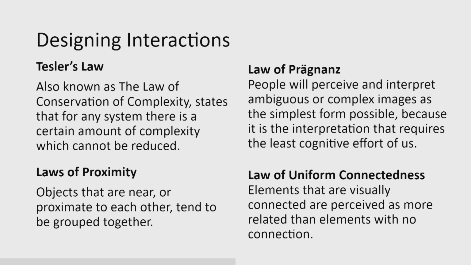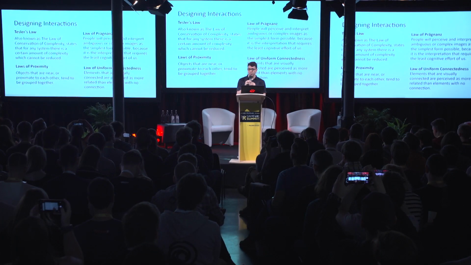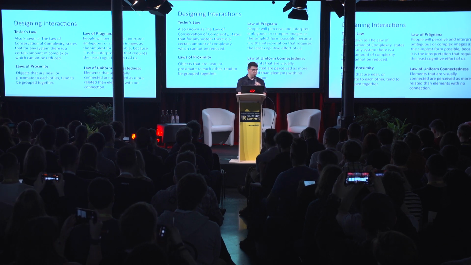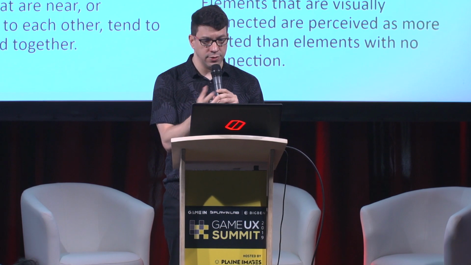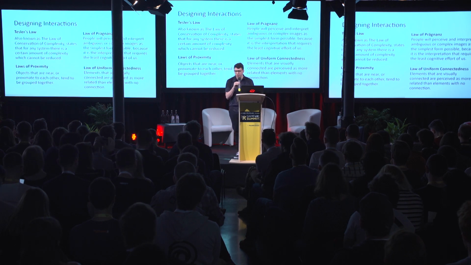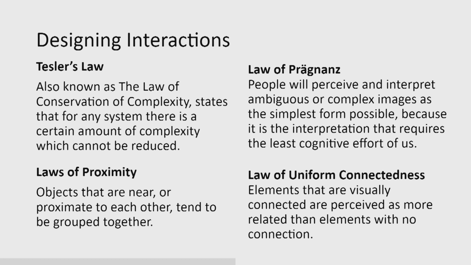When we were designing the interactions, we used some UX laws. For Tesler's law, we cannot reduce the minimum amount of complexity that a system has. So even though I wanted to make it as simple as possible, that was my threshold about using the controllers for the Odyssey and everything. Proximity, we had a lot of it, so you identify items that are near to each other as a group. We use the law of Prägnanz, sorry for the pronunciation, but you notice things in the simplest form, then you can perceive them.